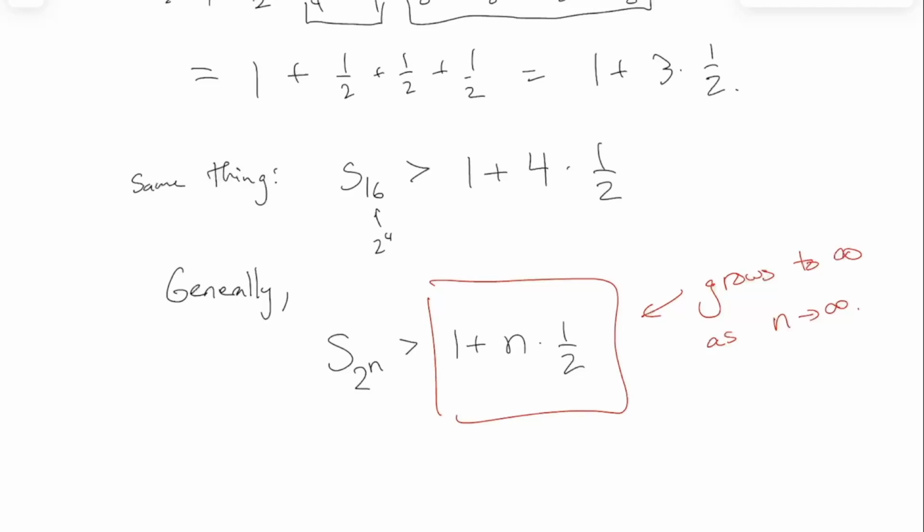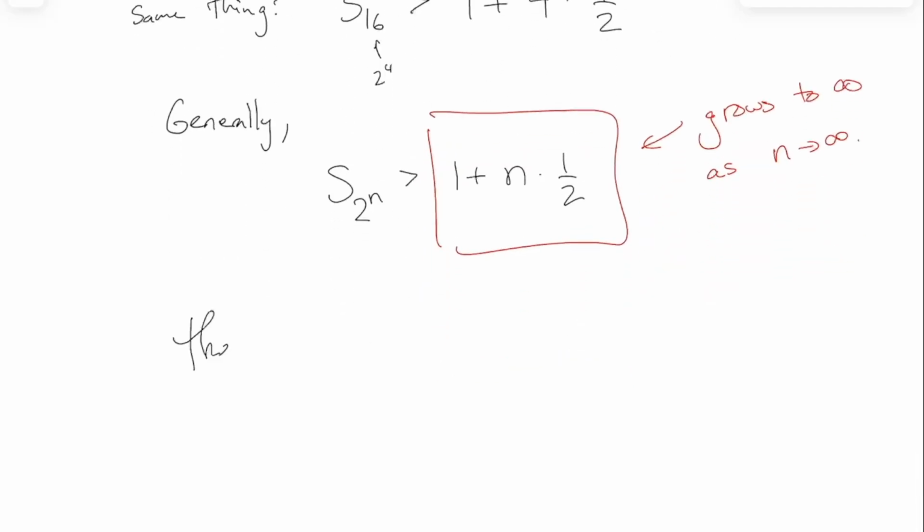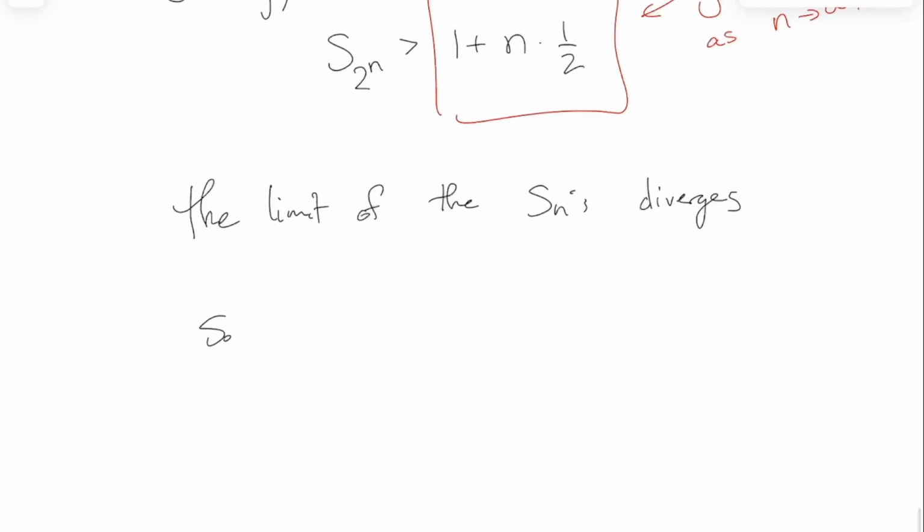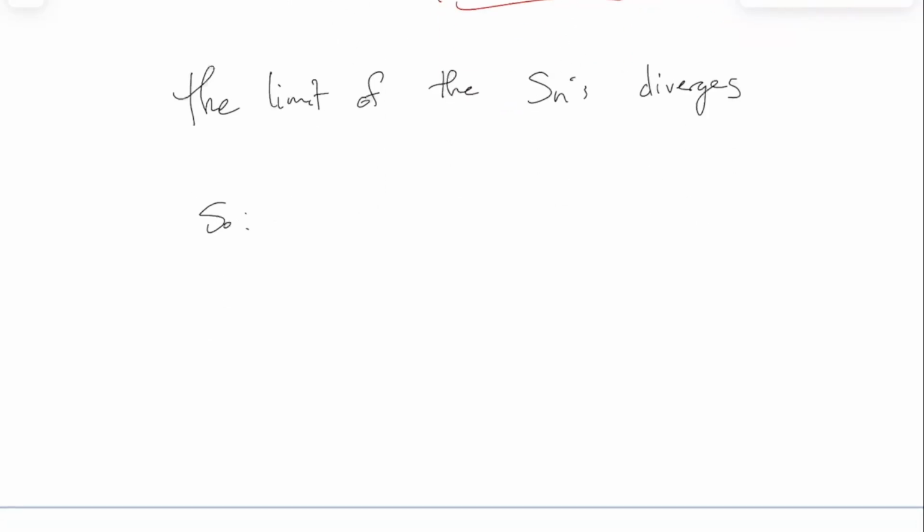It diverges. And so what that means is the limit of the SNs diverges. Because each SN is bigger than this. At least some of them are. The ones with powers of 2, they're bigger than this. And this thing inside the box will become infinite as the n goes to infinity. So that means the limit of the partial sums diverges, which means the series diverges. So there's a name for this. I meant to say the name before, sorry. This is called the harmonic series.